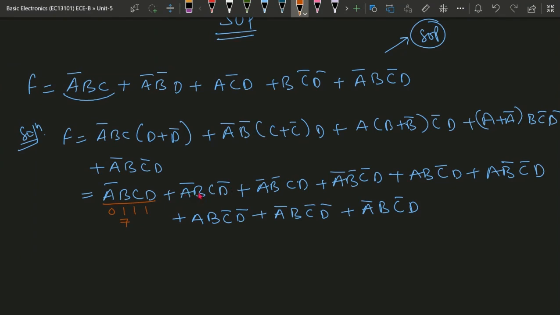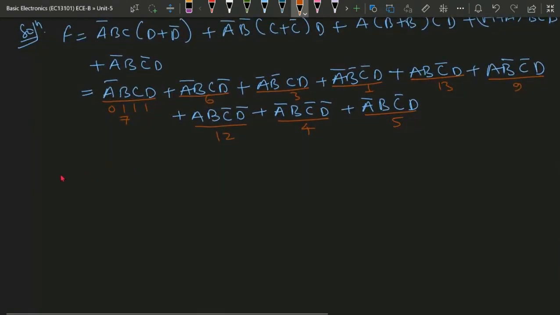Similarly, the second term indicates the min term 6. Similarly, this indicates the 3. This term indicates 1. This indicates 13. This indicates 9. This indicates 12. This indicates 4. This indicates 5. So the min terms we can write in here.